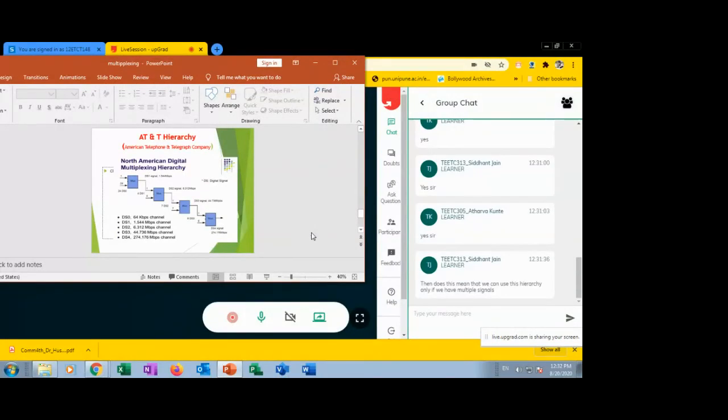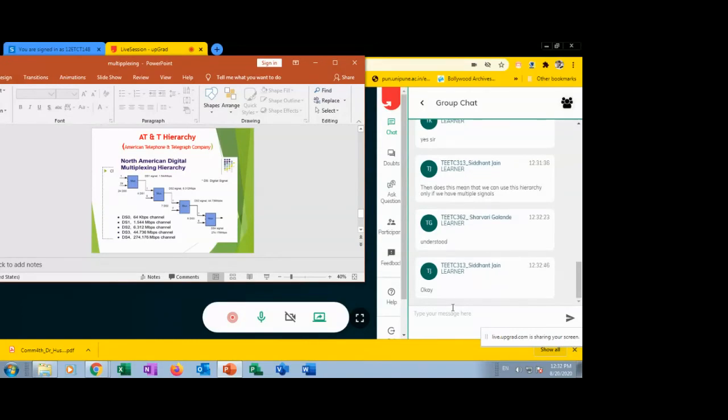One more doubt: can we use this hierarchy only if we have multiple signals? Yes. We use the hierarchy when we have to transmit different information signals over a common channel. There are standard protocols, standard hierarchies for digital signals, and we have to follow that standard hierarchy for transmitting digital signals over the channel. Is it okay, Siddhant?